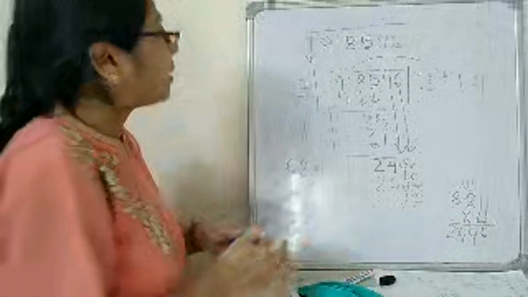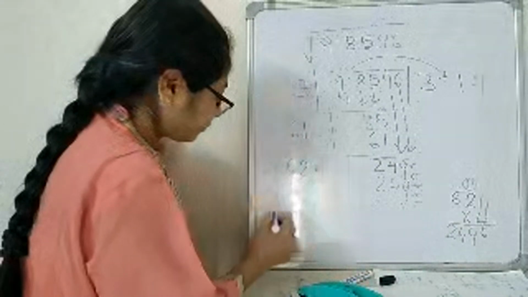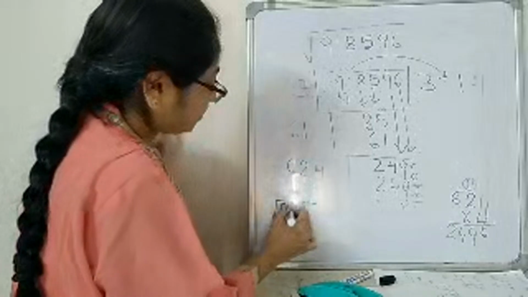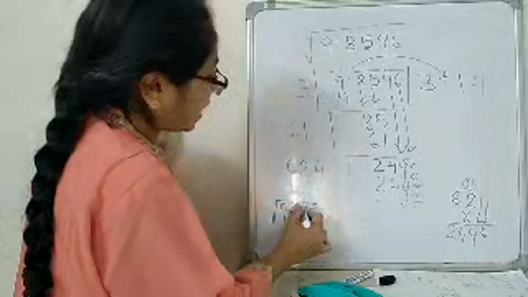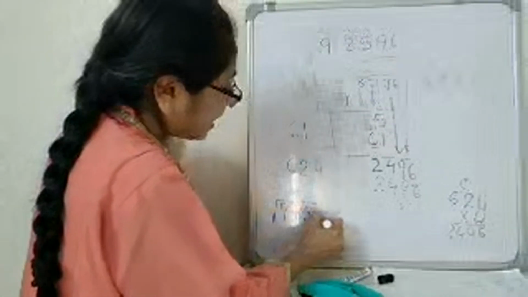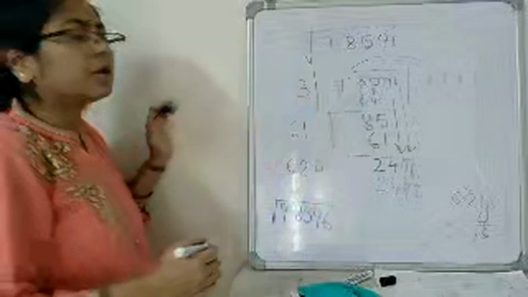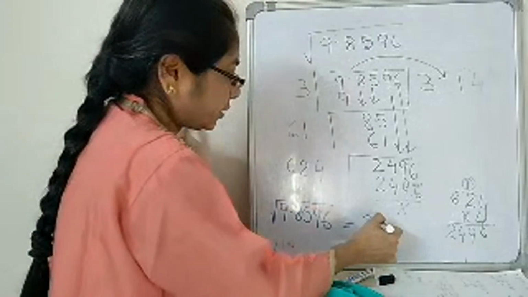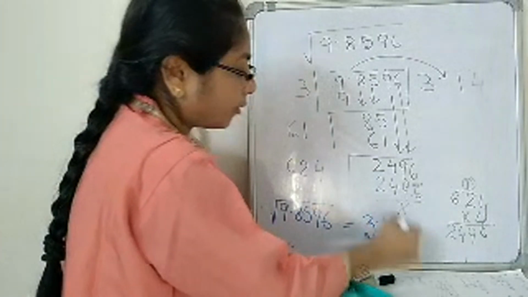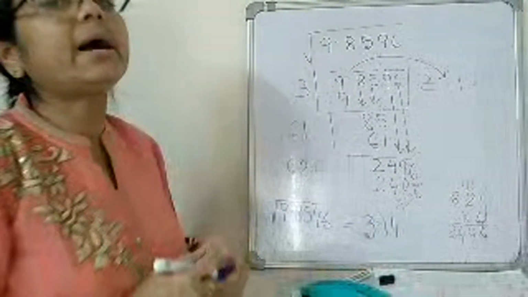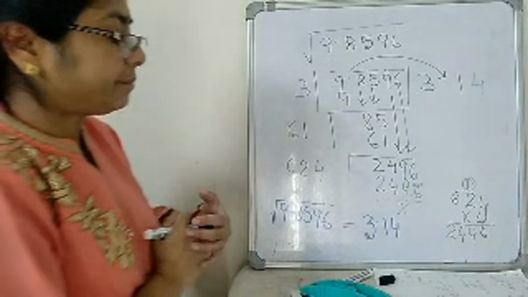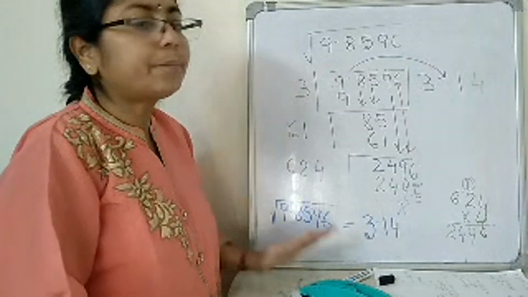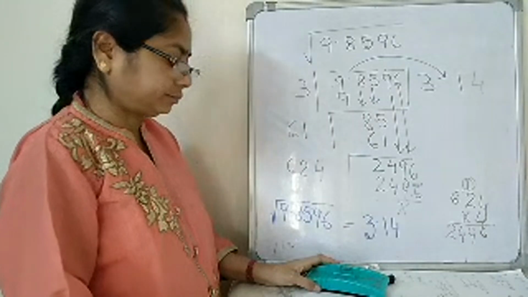So, what is our result? If we take the square root of 9.8596, our result is 3.14. Clear? Clear? 3.14.